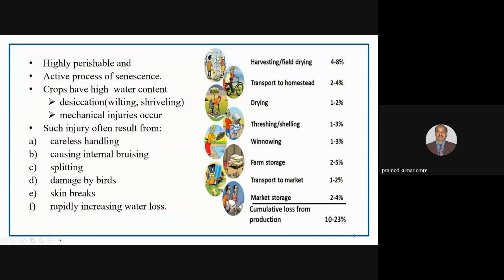And the other is the transport loss. We are keeping the bags in trolleys and trucks, and we are keeping these bags in different stacks. When we keep bags 8 or 10 over each other, we make a stack. So there is damage to the grain by the load itself, because the lower bag is carrying a load of 9 quintal to 10 quintal, or around 1 ton.